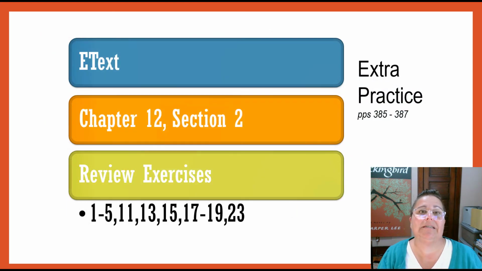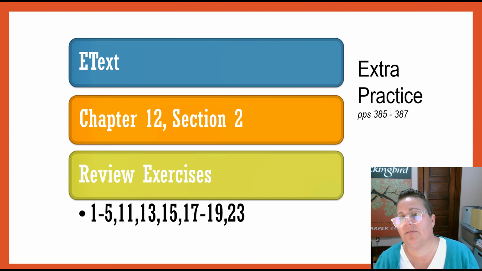There is extra practice in your eText book. This is chapter 12, section 2. And again, because we are sticking with just ordinary annuities, you are going to want to be careful about the problems you do in those review exercises. Please stick to 1 through 5, 11, 13, 15, 17 through 19, and 23. There is extra practice in your physical textbook. I believe those are pages 385 to 387. If the pages are wrong, it's still the review at the end of section 2 from chapter 12.